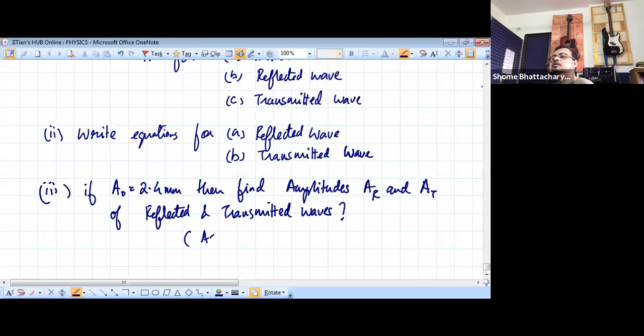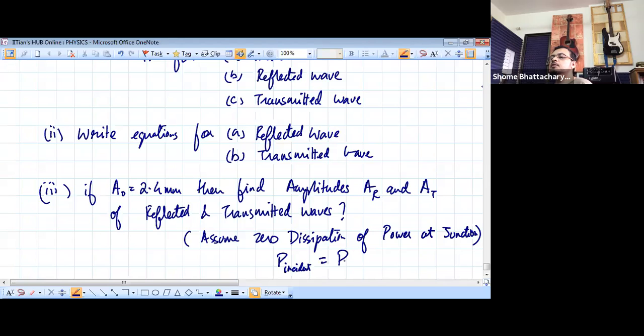And assume zero dissipation of power or energy because of the boundary. So power is conserved. The incident power should be the sum of the transmitted plus reflected power. So assume zero dissipation of power at the junction. In other words, the power of the incident wave would be equal to the power of the reflected wave plus the power of the transmitted. That's like a hint that's given in the question.